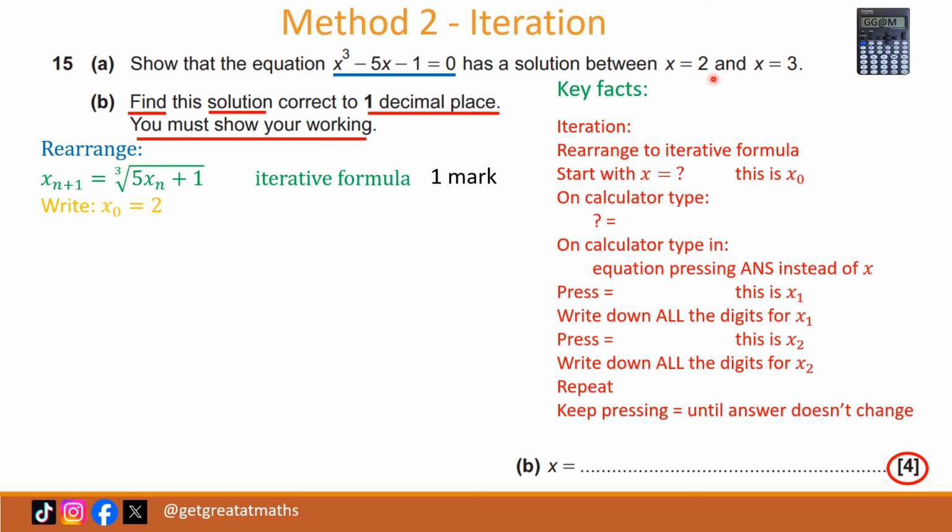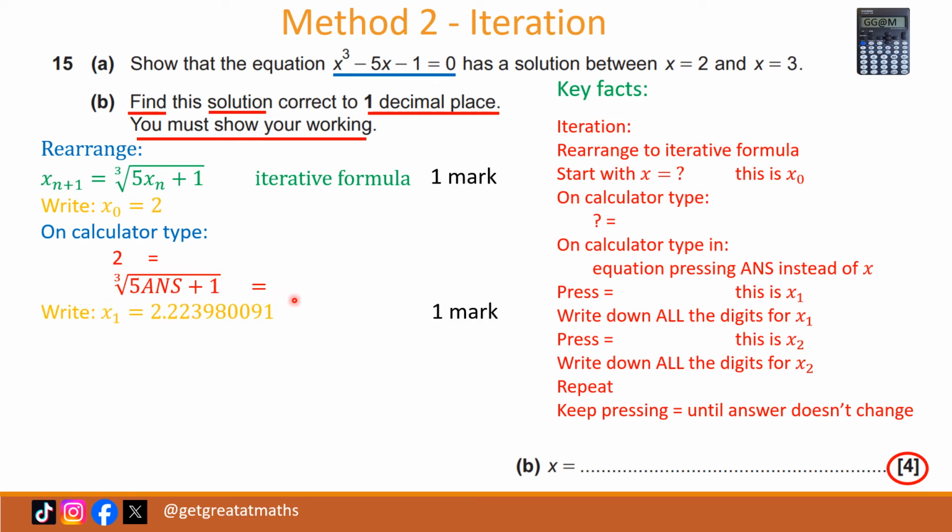So I know it's between 2 and 3, so I'm just going to choose 2. On your calculator, you need to type in 2 equals. Then you need to press the cube root button on your calculator. 5 Ans plus 1 equals, and these are all buttons on your calculator that you're going to press.